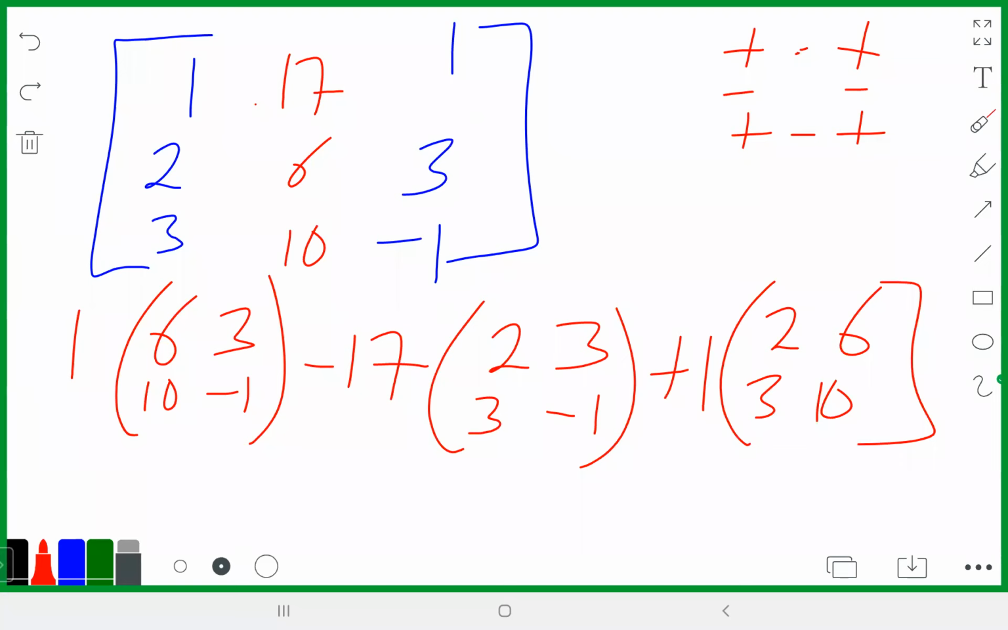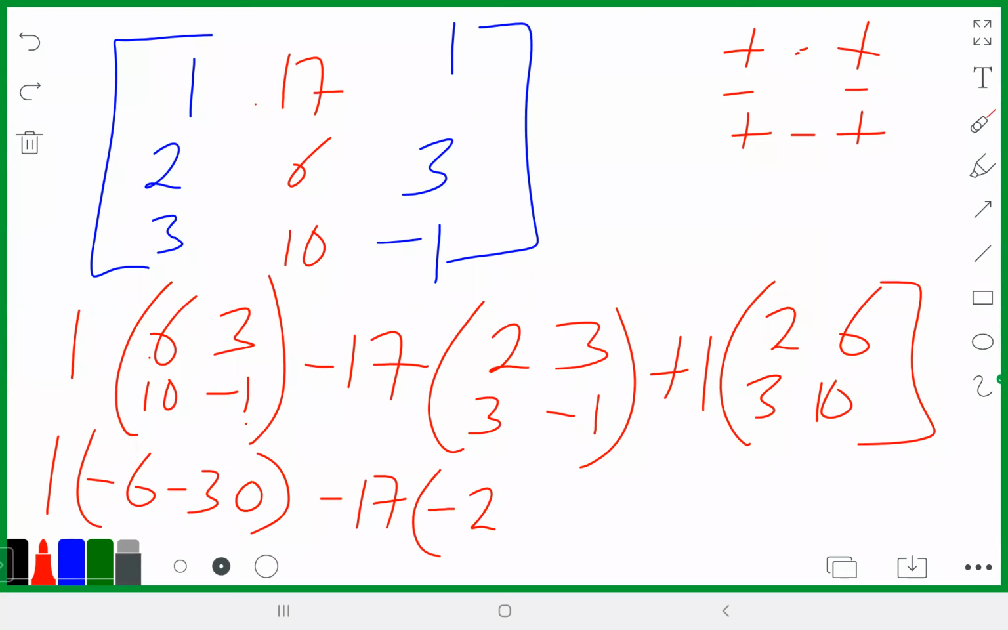Then you can go ahead and find the determinant of y. Yes, sir. You have 1 times 6 times the -1 is -6. Minus 10 times 3 is -30, like that. 10 times 3 is 30. And -17 times 2 times the -1 is -2. 3 times 3 is 9. So -9 plus 1 times 2 times 10 is 20. Minus 3 times 6 is 18. Like that. Is that clear?